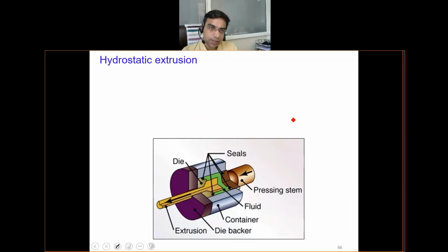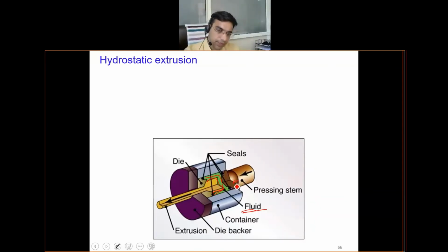Next, we discuss the hydrostatic extrusion. Hydrostatic, as the name itself indicates, means there is a role of hydrostatic forces. To apply the hydrostatic forces, there has to be a fluid. This fluid is basically a viscous fluid which surrounds the billet. In this case, the ram is not in direct contact with the workpiece or the billet, but it is this viscous fluid which surrounds the workpiece, and the force is applied on this fluid by the ram.